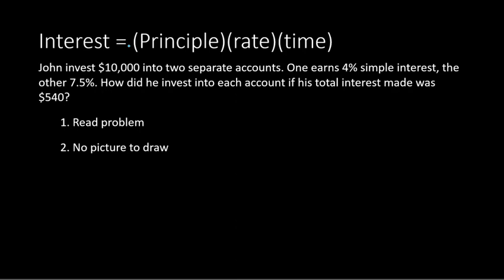So we have two accounts. We can let the 4% account be represented by the letter X. And if that's the case, the interest earned from that we find by doing principal times rate times time. The principal is X. That's the amount that he invested. The rate is 0.04, and the time is going to be 1. It's 1 year. So we have 0.04 times X as the interest earned.